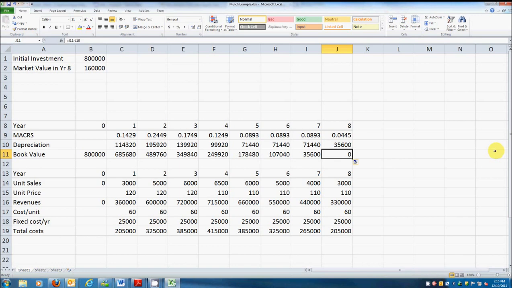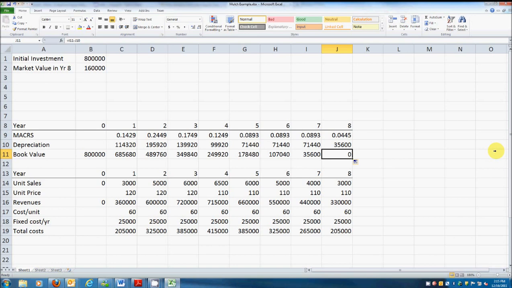That's not always the case, but it works out here because the length of our project is the same as the number of years of MACRS percentages that we have. If we had been doing a 5-year project with a piece of machinery that was declared by the government to be a 7-year MACRS piece of machinery, we would not be able to depreciate the entire book value of the machine. Now let's discuss this very shortly.